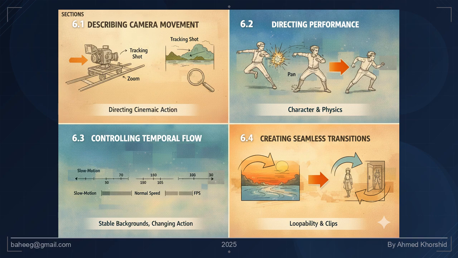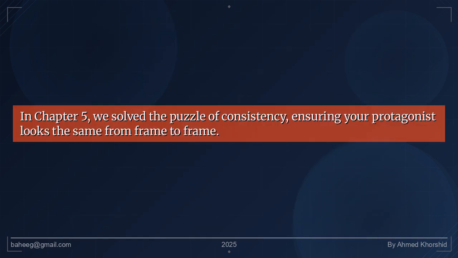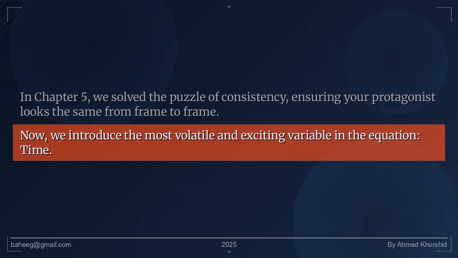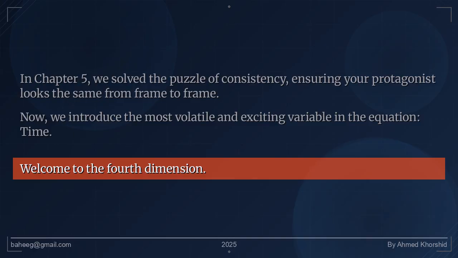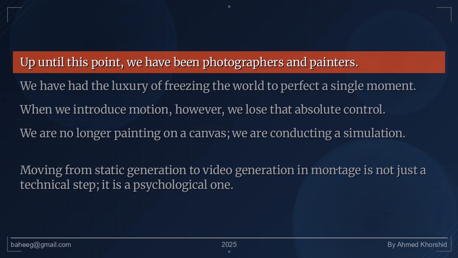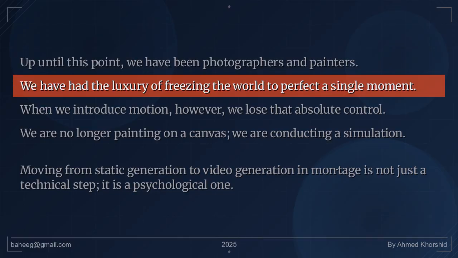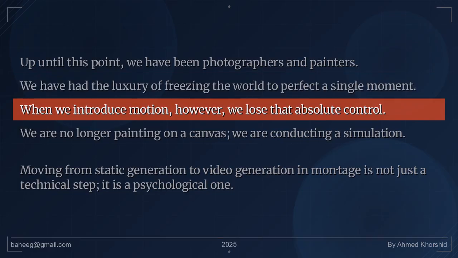In Chapter 5, we solved the puzzle of consistency, ensuring your protagonist looks the same from frame to frame. Now, we introduce the most volatile and exciting variable in the equation: time. Welcome to the fourth dimension. Up until this point, we have been photographers and painters. We have had the luxury of freezing the world to perfect a single moment. When we introduce motion, however, we lose that absolute control.